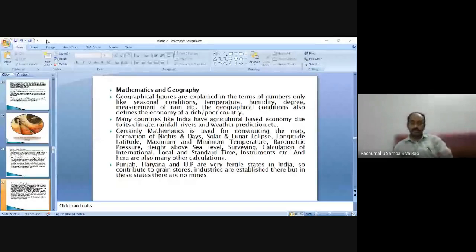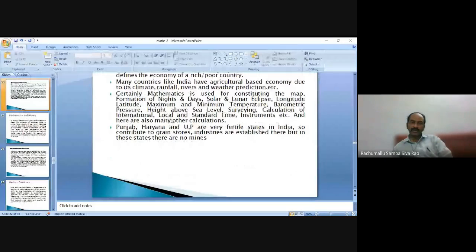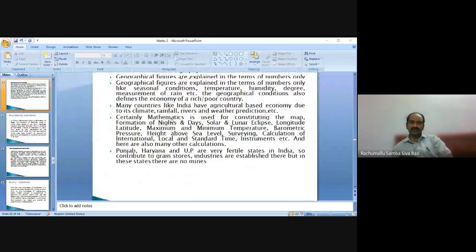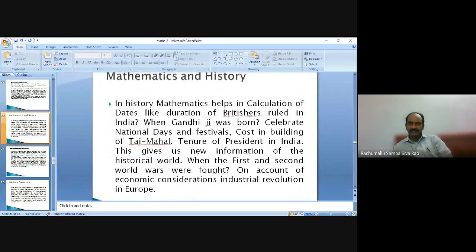Punjab, Haryana, and UP are industry states. There are no mines. These calculations are also explained with the help of mathematics only. Hence, we can conclude that there exists a correlation between mathematics and geography. Coming to mathematics and history, in history, mathematics helps in calculation of dates, like the duration of the British rule in India and when Gandhiji was born.